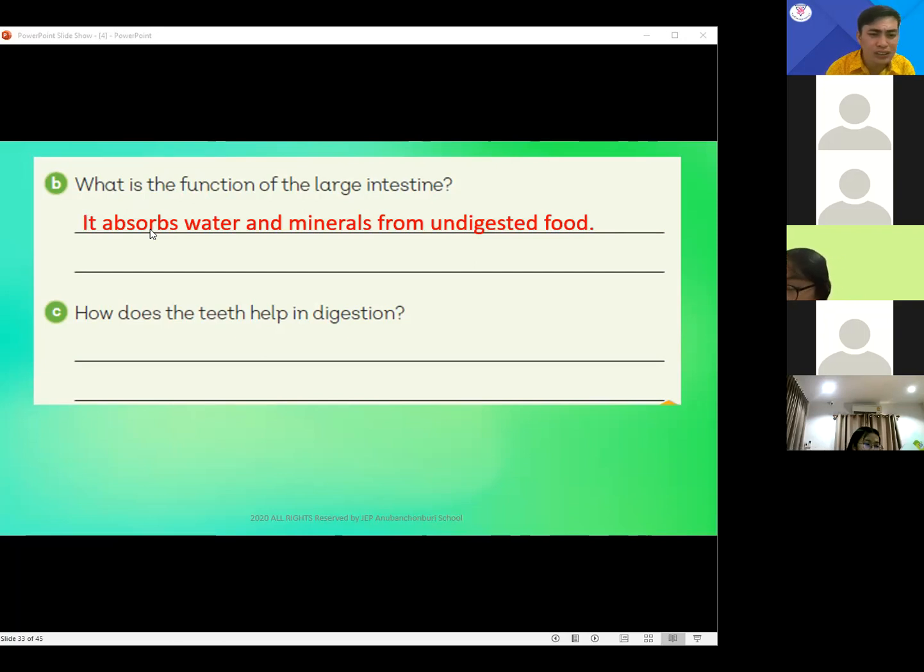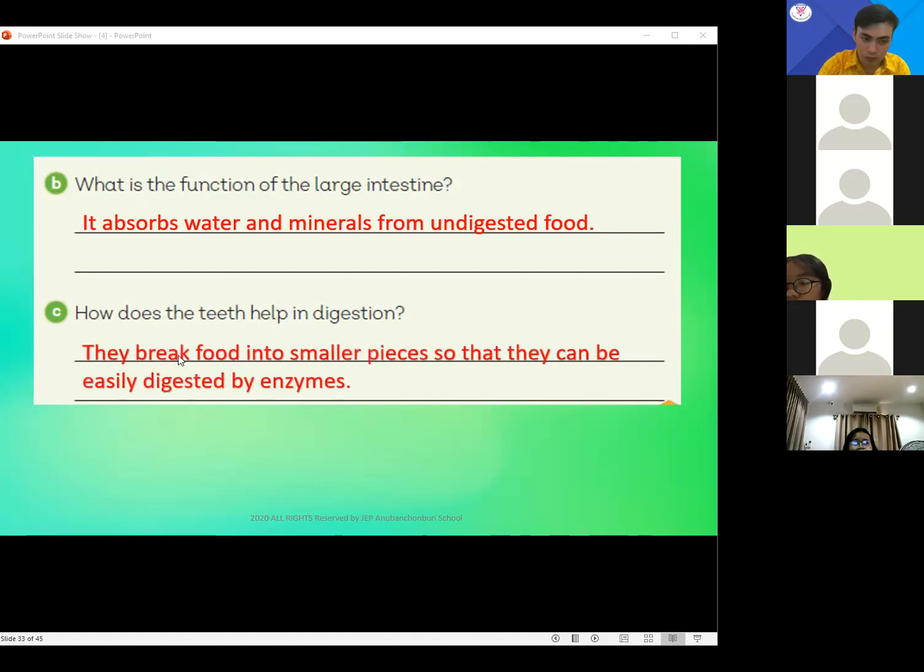Next question. How do the teeth help in digestion? What is the word? Yes? The teeth grind food into small pieces. Okay. The teeth will grind the food into small pieces. Oh, very good. They break food into smaller pieces so they can be easily digested by the enzyme. What is your number? 24, right? Yes. Perfect. Good. Let's proceed to the next question.